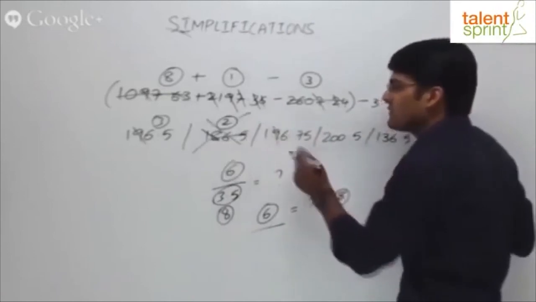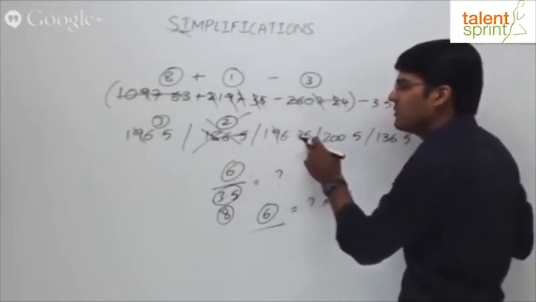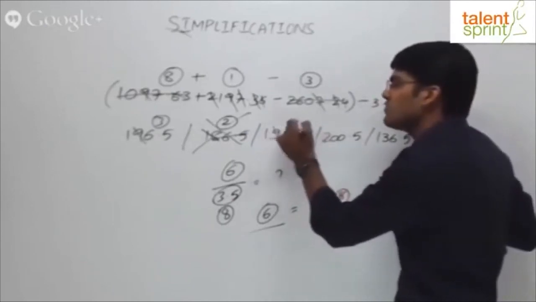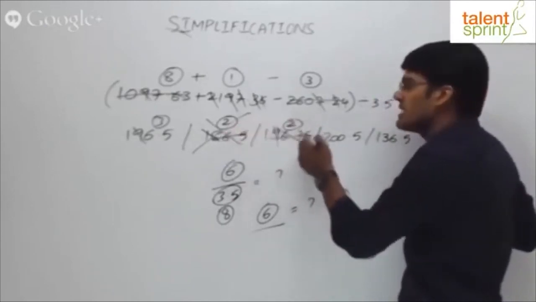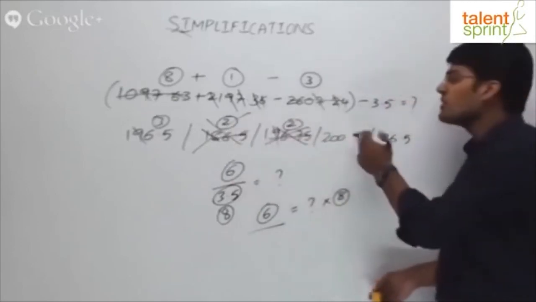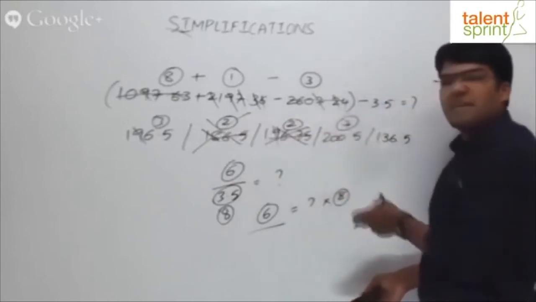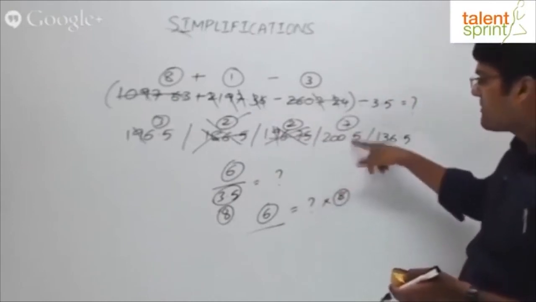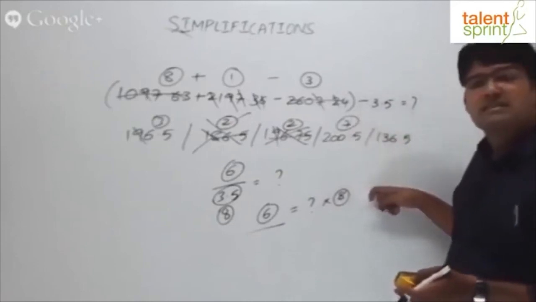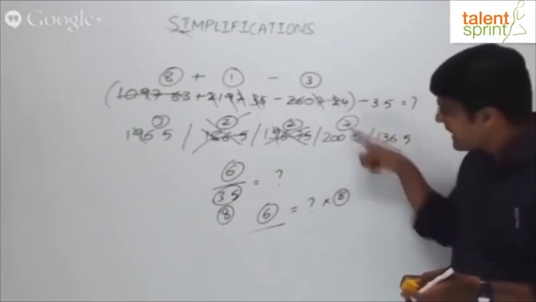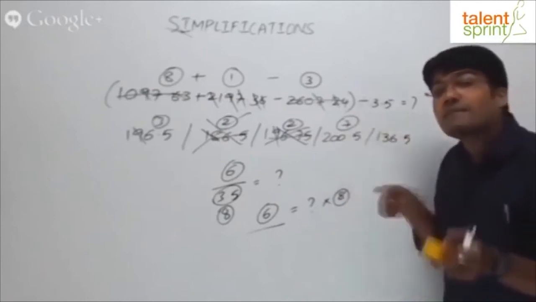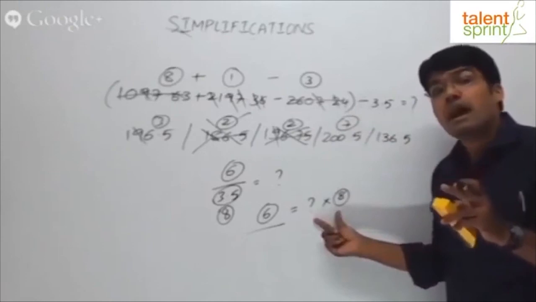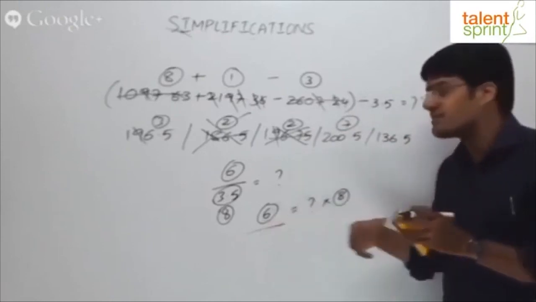196.75. 9 is gone. 6 and 1, 7. 7 and 7, 14. 14 and 5, 19. 1 plus 9, 20. 20 is what? Root digit is 2. If the earlier 2 does not satisfy, this 2 will also not satisfy. Look at the next one. 200.5. 2 plus 5, 7. Root digit is 7. 8 into 7, 56. 5 plus 6, 11. Again, 1 plus 1, 2. What we want is 6. This is also ruled out.